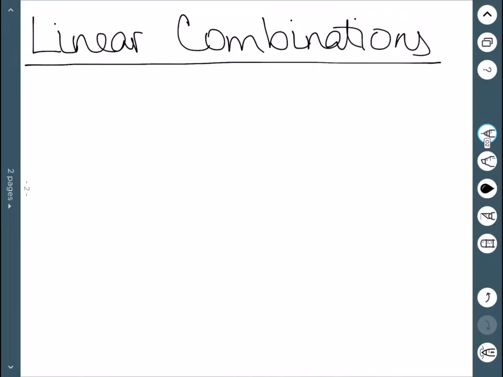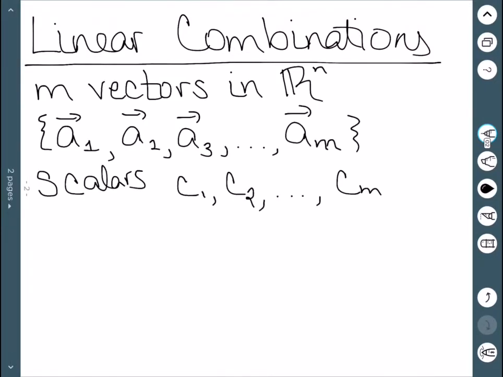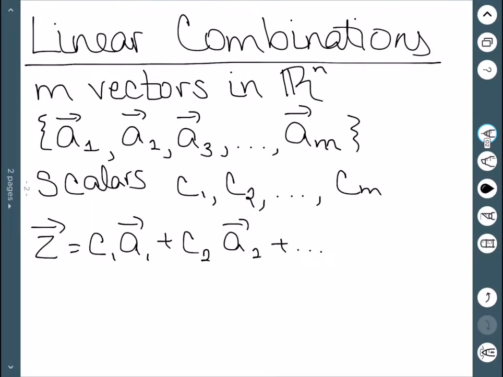Next, we'll talk about what a linear combination is. We assume we have m vectors in Rn, so we have m vectors with n entries each. We will denote them by a1 through am, and we will also assume we have these scalars c1 through cm. Then a linear combination of these vectors would be something written as c1 a1 plus c2 a2 all the way up to cm am. This is a linear combination of a set of vectors. We multiply each vector by a scalar, and then we add all of them up.